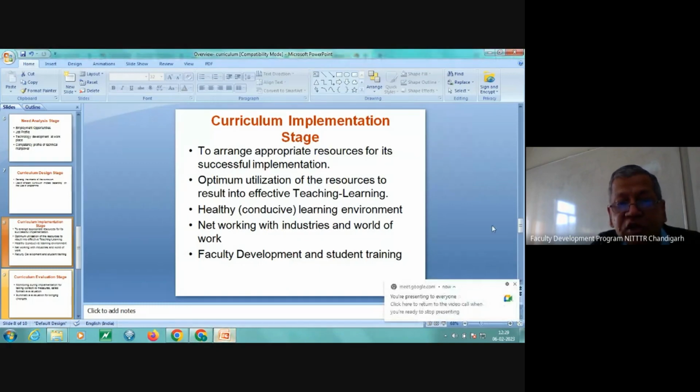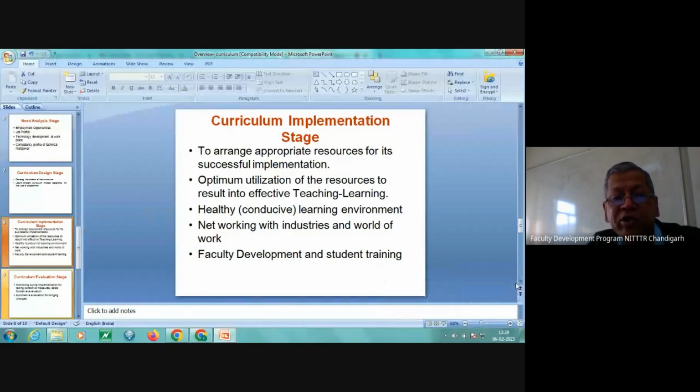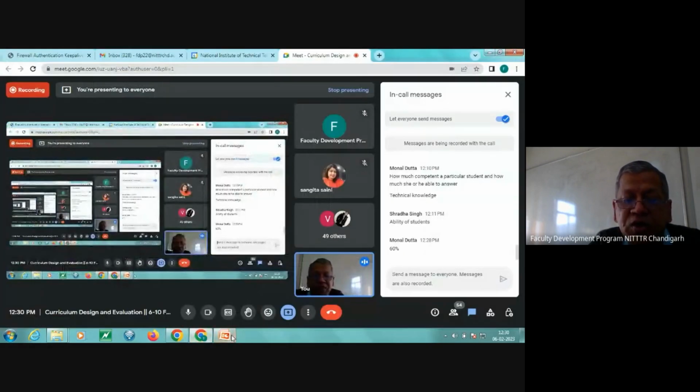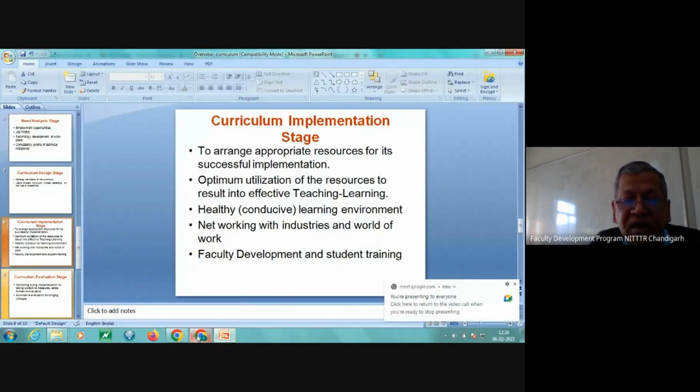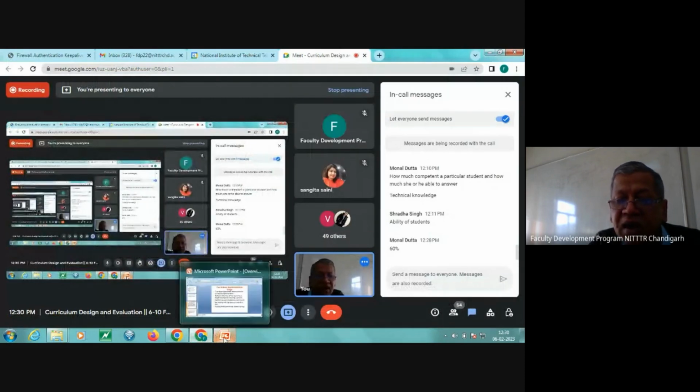So my friends, this percentage utilization of resources is very, very important. You will agree with me that sometimes resources are available, but due to some reason or other, we are not utilizing them effectively. So we need to improve our utilization rate. That again is very, very important.